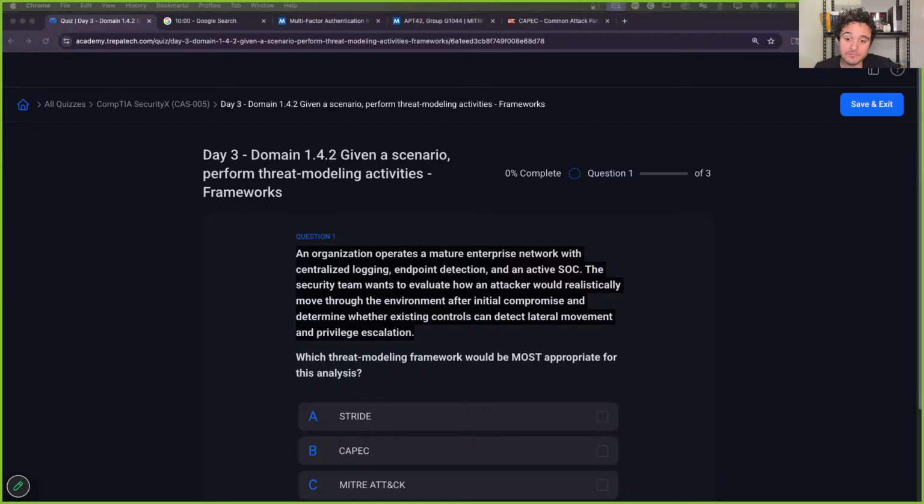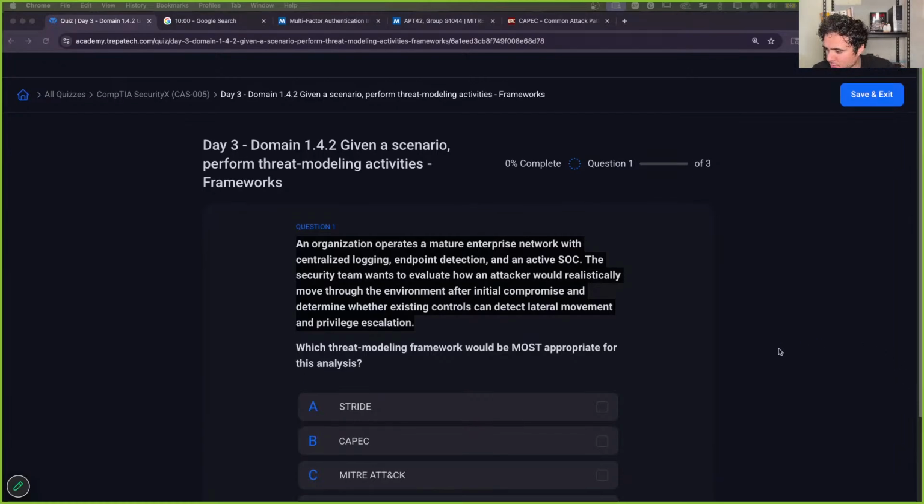Okay. So we have an entire enterprise, and we want to evaluate how an attacker would move laterally through our environment after they've already compromised us. So we're trying to determine how they would do it, not how to stop them, not the vulnerabilities in our environment. We want to know how they would do it or how they did it. Okay, and then determine whether existing controls can detect lateral movement and privilege escalation.